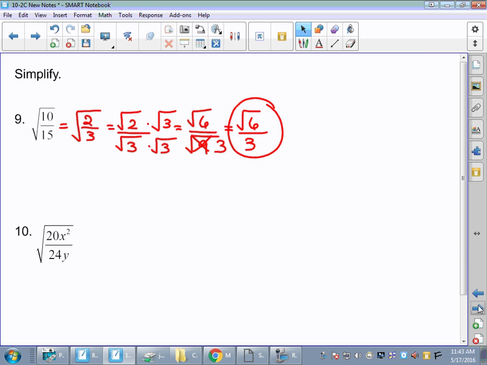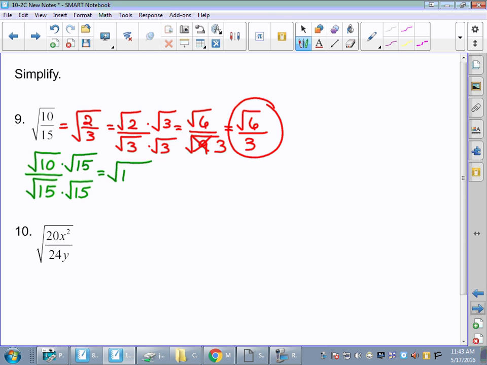Another solution is not even reducing it and just keeping it as the square root of 10 over the square root of 15, separating it into separate problems. Okay, multiplying both top and bottom by the square root of 15. When you do that, you get the square root of 150 over the square root of 225. The square root of 225 is 15. And so you get the square root of 150 over 15.